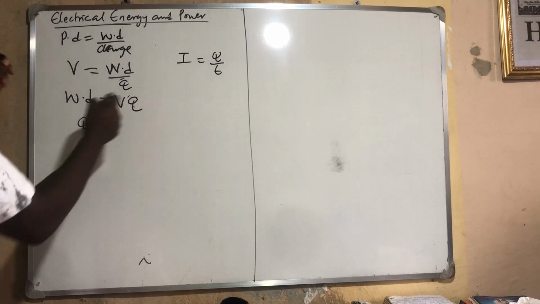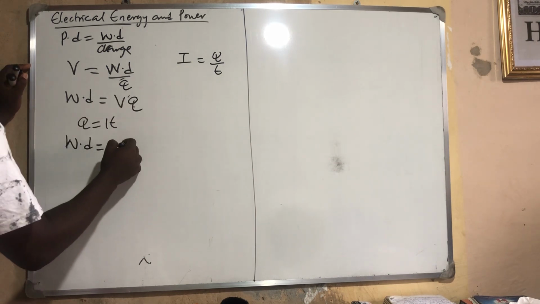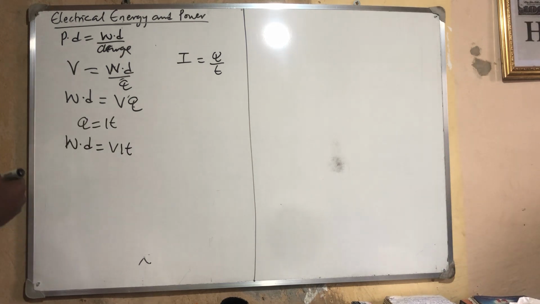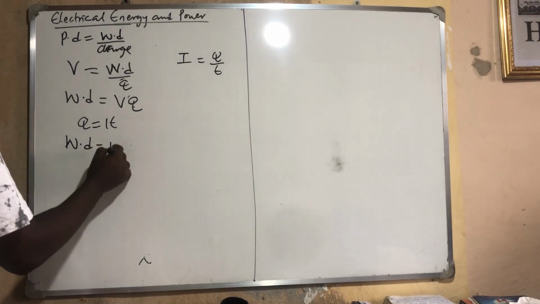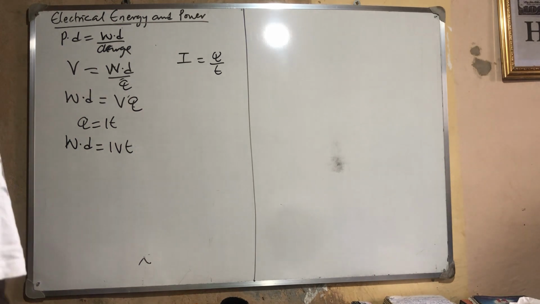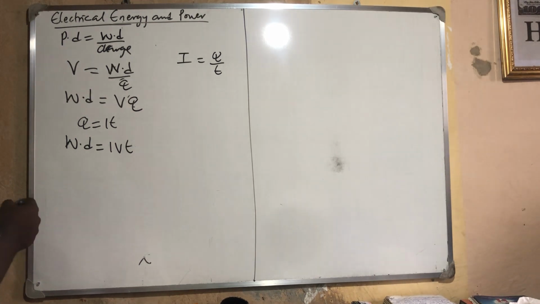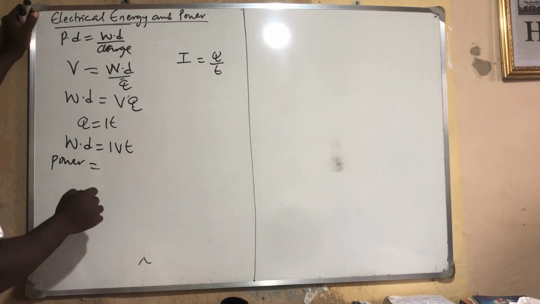So if you now substitute this here, work done is equal to VIT, or IVT. Some people call it IVT or VIT. Any one you can remember is okay. So now the next thing you need to know is power. What is power?